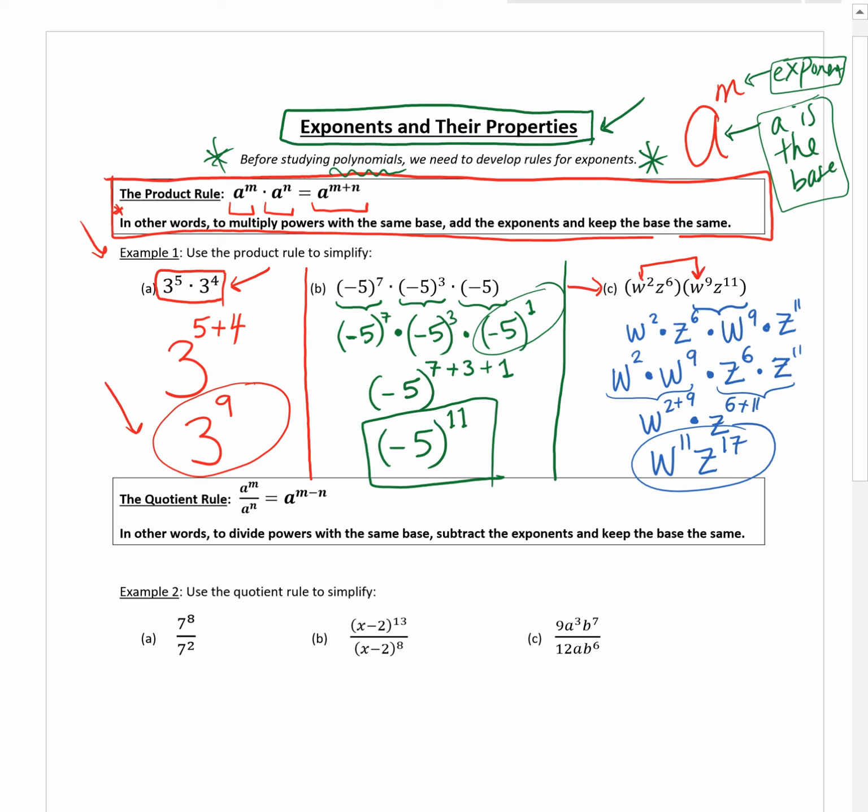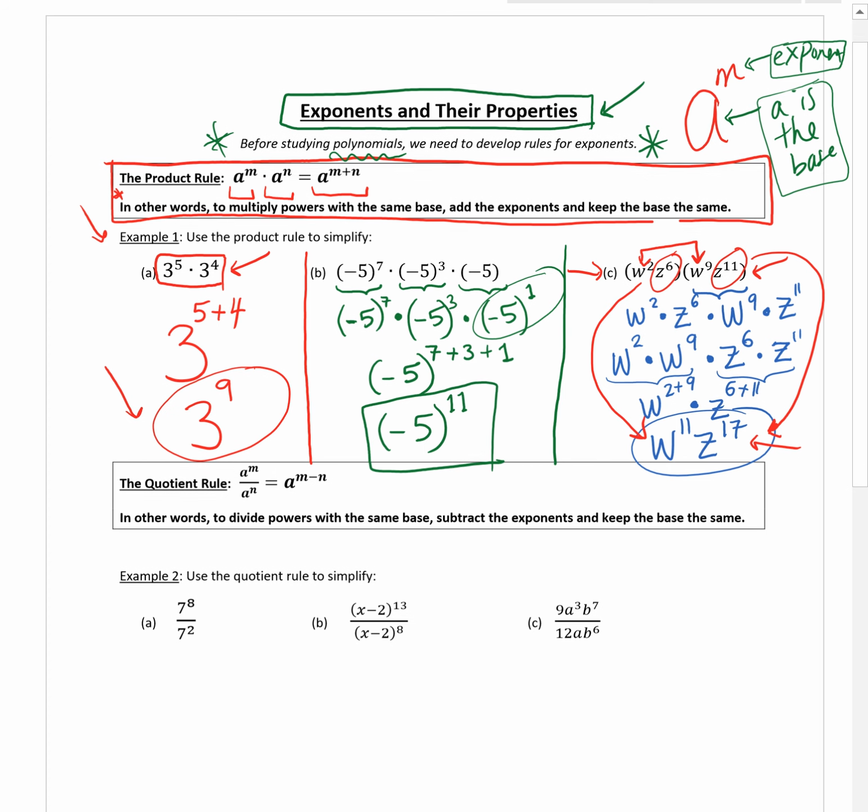Okay, w times w, I'll add their powers and get 11. And then you could say, all right, what about the z's? Z times z, I'll add their powers and get 17. So really, now that we've seen why this works, you can just go straight from the original problem here to the answer. Don't feel like you have to really show any steps in the middle.